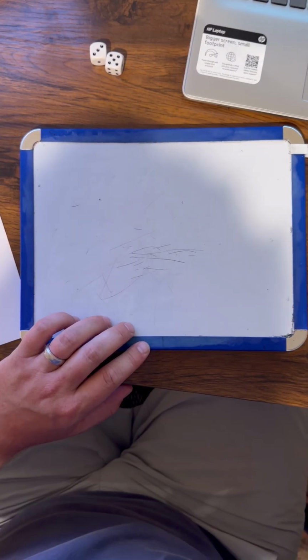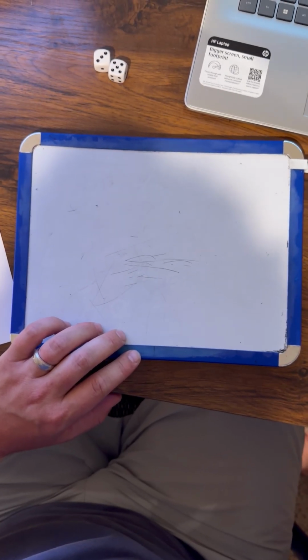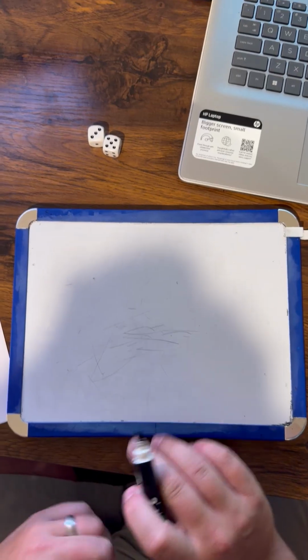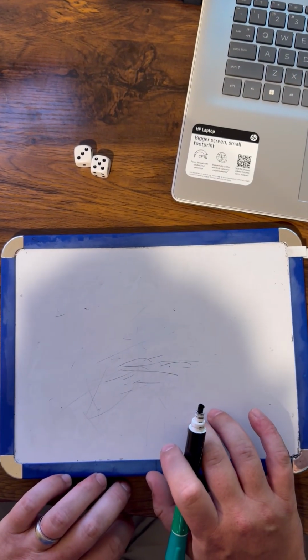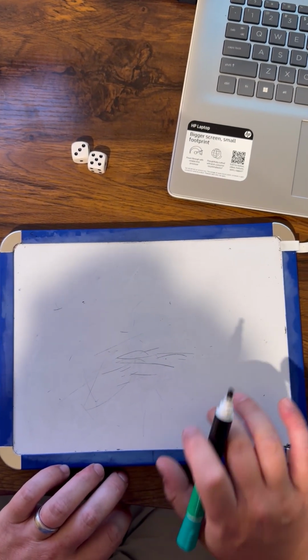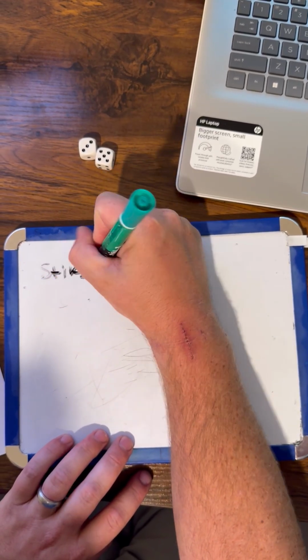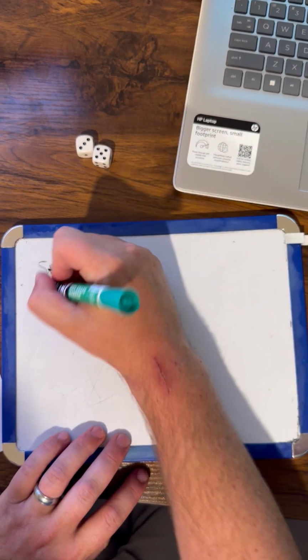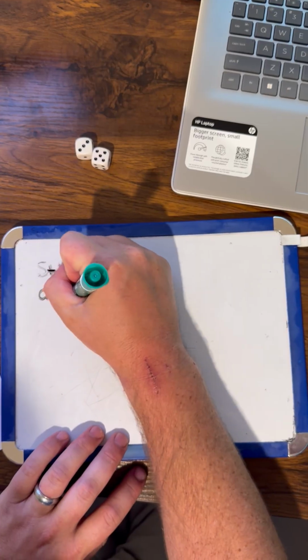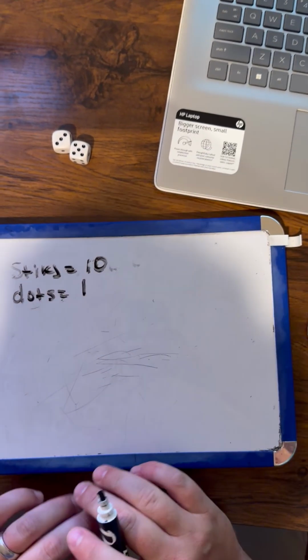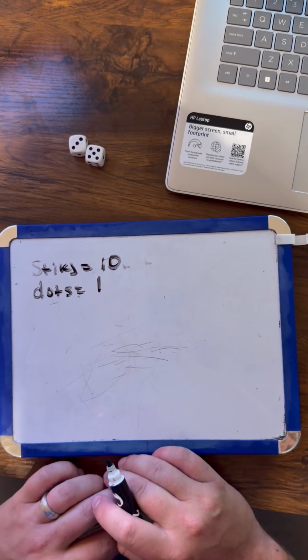All right. Now we're going to move on to another problem, number 3, but this time we're going to use a different strategy. This time we're going to model our problems using sticks and dots. Sticks equal 10 and dots equal 1. This is just like you did back in first grade. So let's look at number 3.